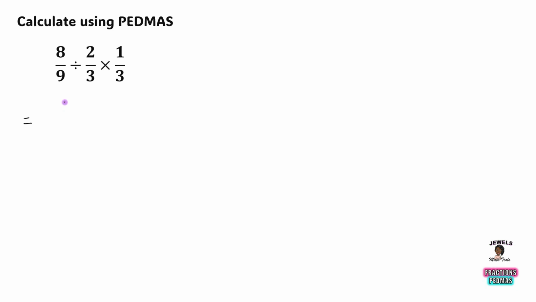So the first thing I'm going to need to do before I do that is still apply my keep, change, and flip rule. So in this question, that means I'm going to keep my first fraction the same. We're now changing our division to multiplication, and we're going to flip or take the reciprocal of our second fraction. And then I will also return my 1/3 back to my question as well.